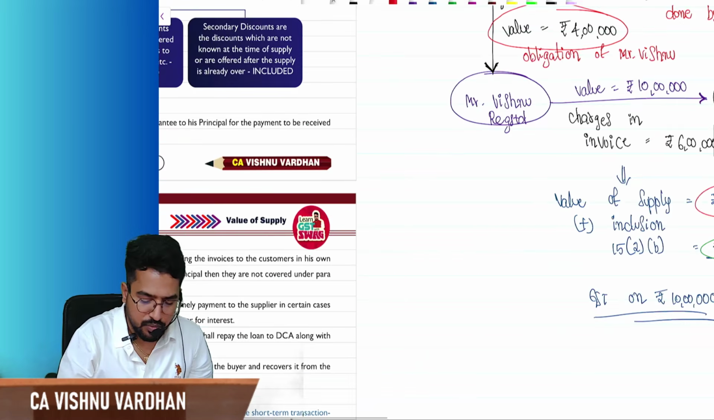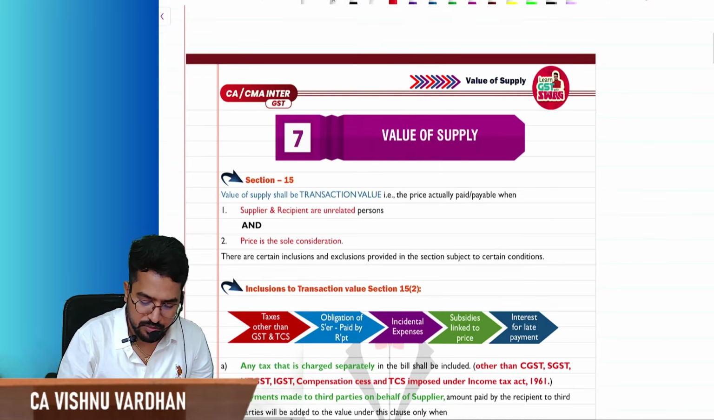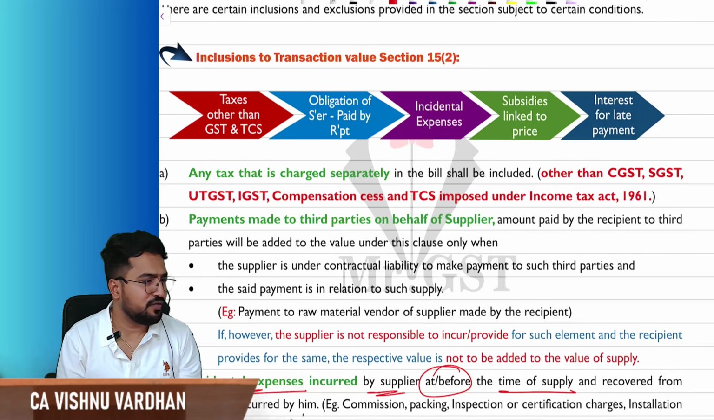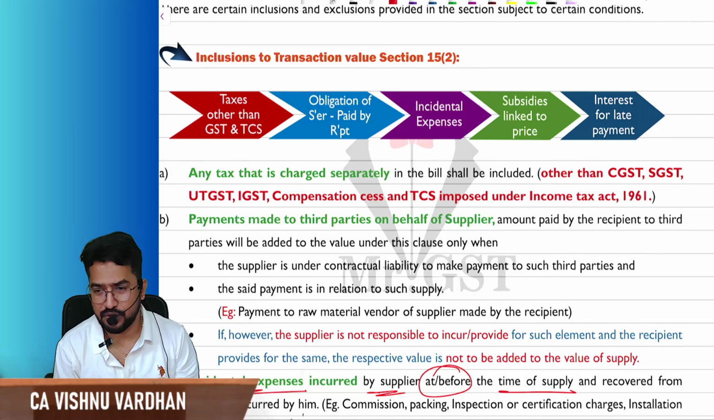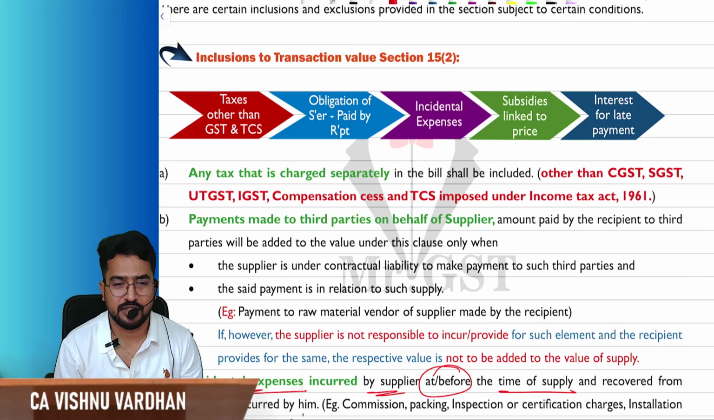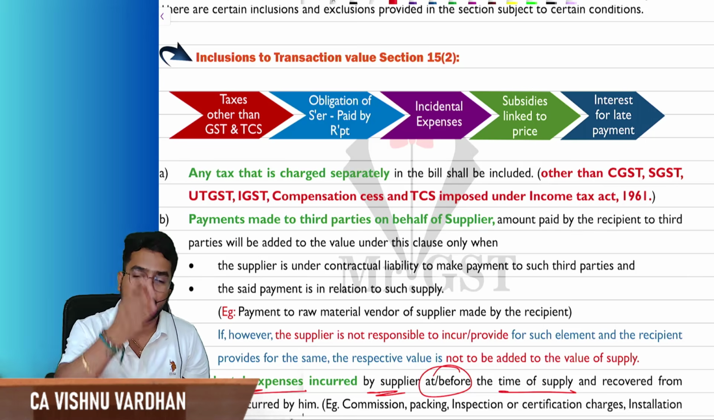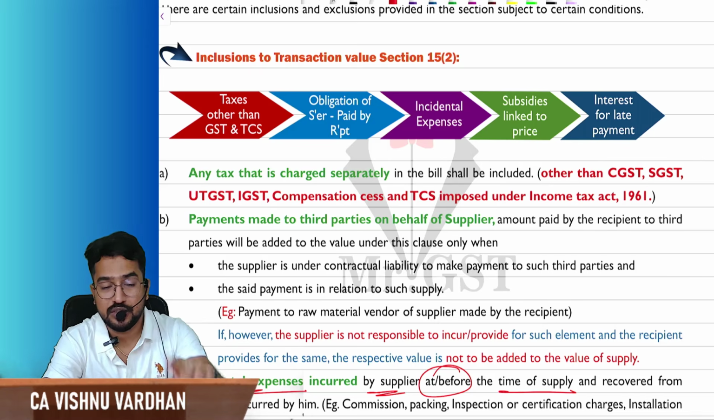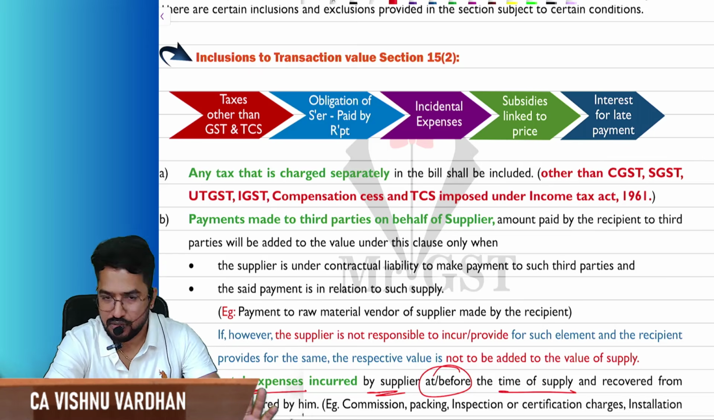Right. Now, what is point 4 here? Look at this inclusion number 4. What is inclusion number 4? Subsidies linked to price. Your favorite adjustment in the value of supply chapter, you would have done. Correct? Subsidy. What is the tax treatment? It should be added to the value. But the condition is that the subsidy should be linked to price first of all. And the second condition is it should not be received from the central government or.